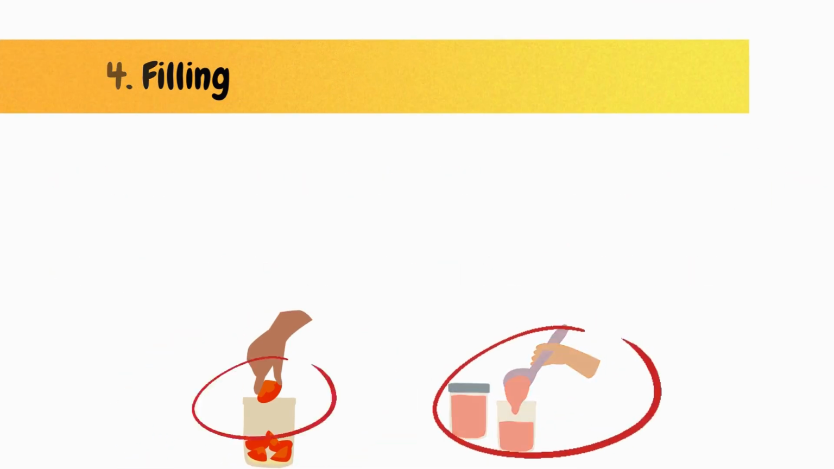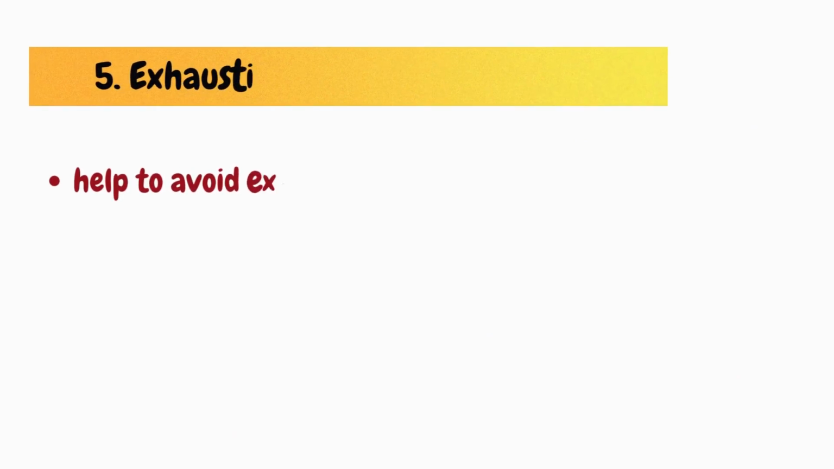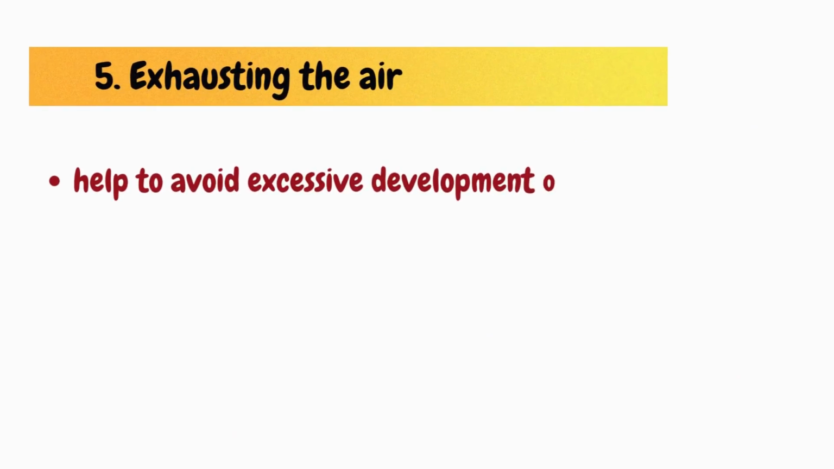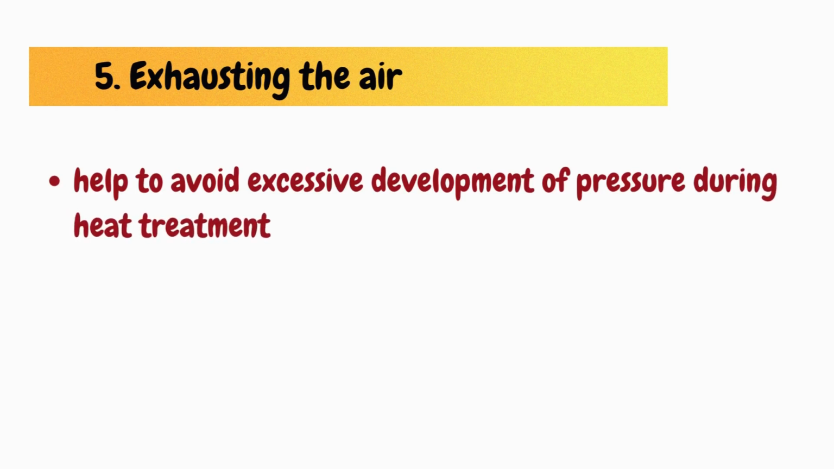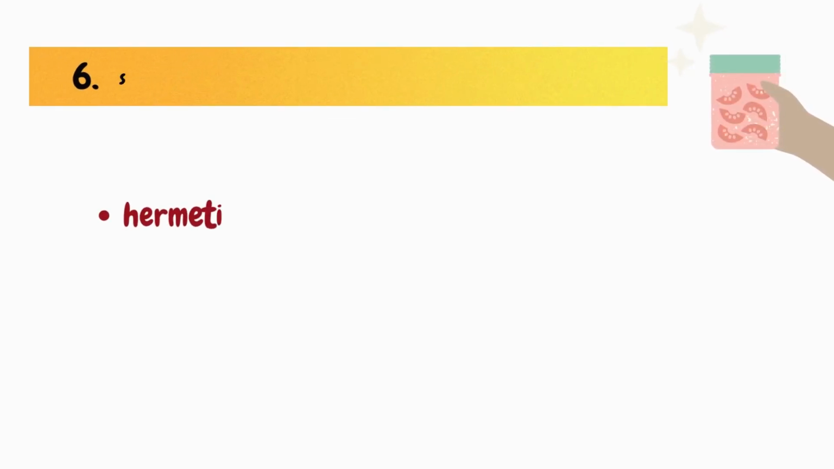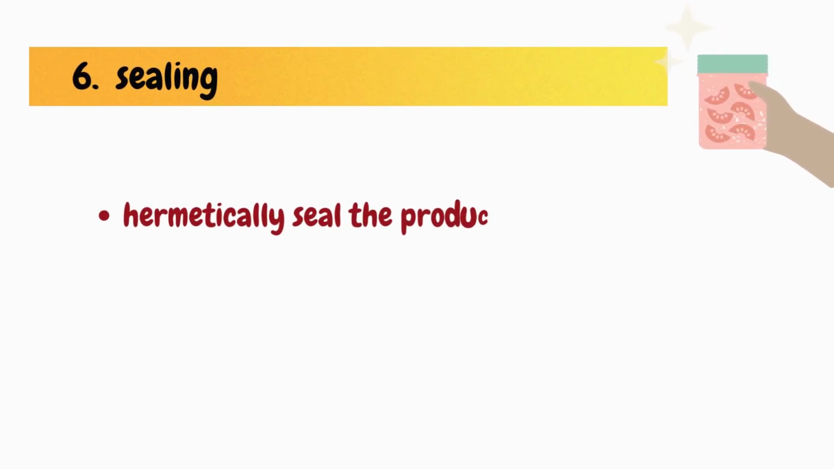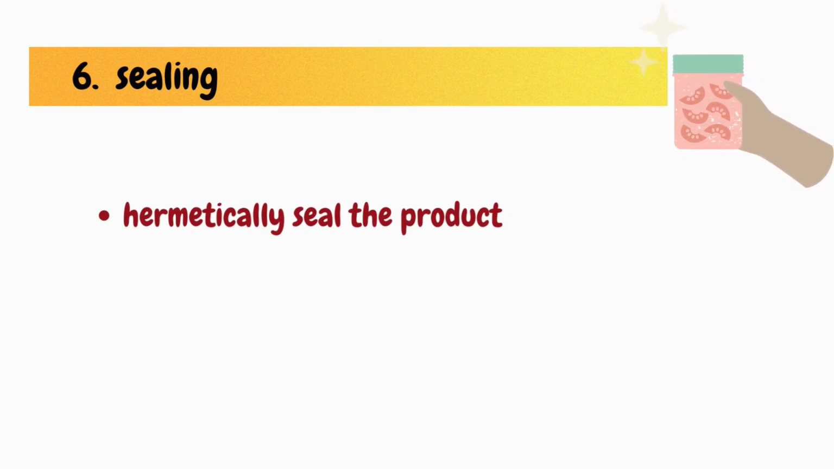As the next step, we should exhaust the air before moving into the sealing process. It will help to avoid excessive development of pressure during heat treatment. After that, products with containers can move for sealing operations. Here, we hermetically seal the product. The next step is sterilizing the products.